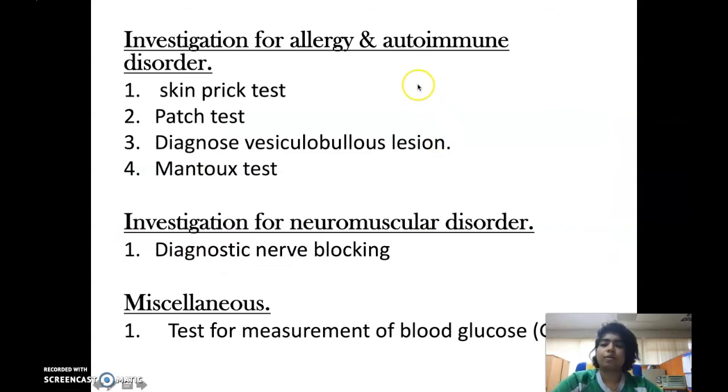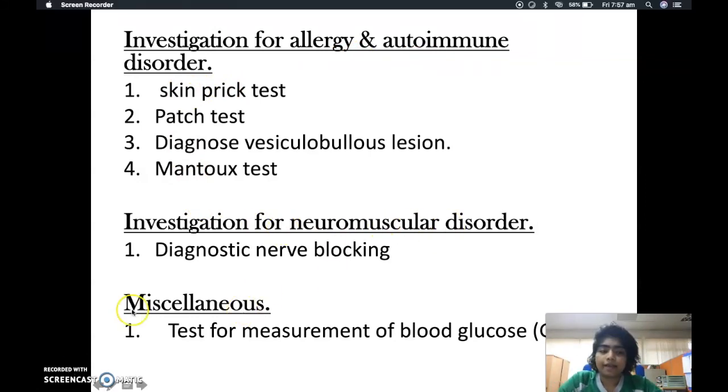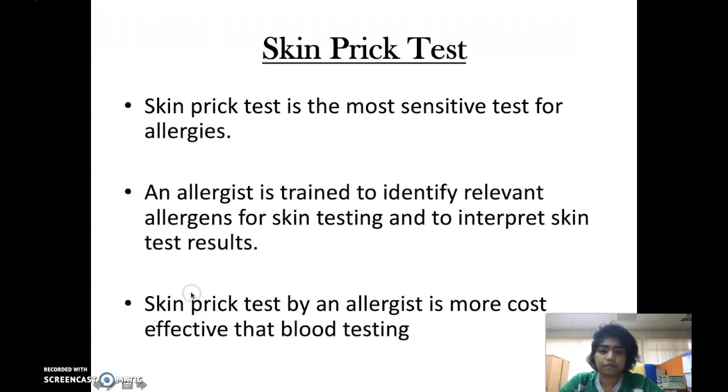So now I'm going to talk about investigation of allergy and autoimmune disorder, investigation of neuromuscular disorder, and miscellaneous. The first test is the skin prick test. The skin prick test is the most sensitive test for allergies. An allergist is trained to identify relevant allergens for skin testing and to interpret skin test results. Skin prick testing by an allergist is more cost-effective than blood testing.